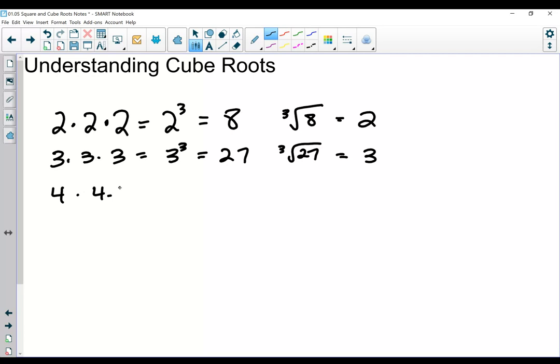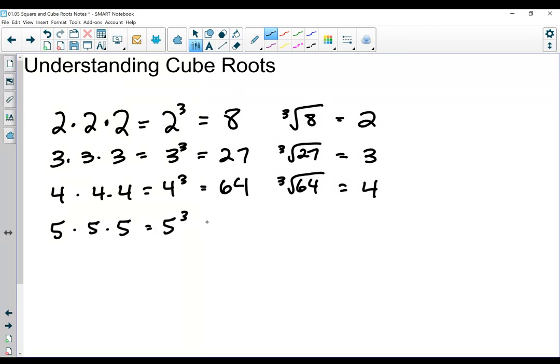4 times 4 times 4 will equal 4 cubed, which is 64. And so the cube root of 64 equals 4. We're going to do one more. 5 times 5 times 5 is 5 cubed, which is 125. And so the cube root of 125 equals 5.